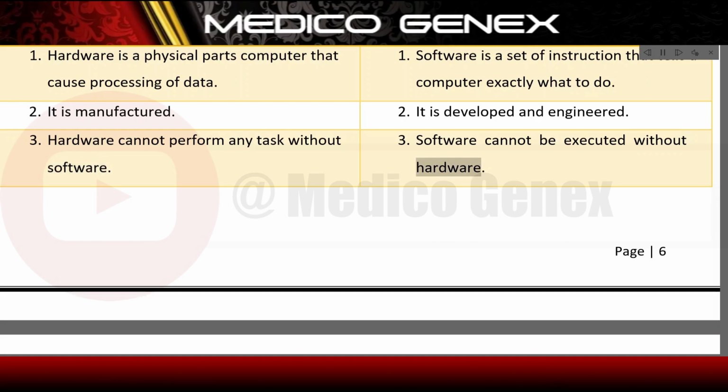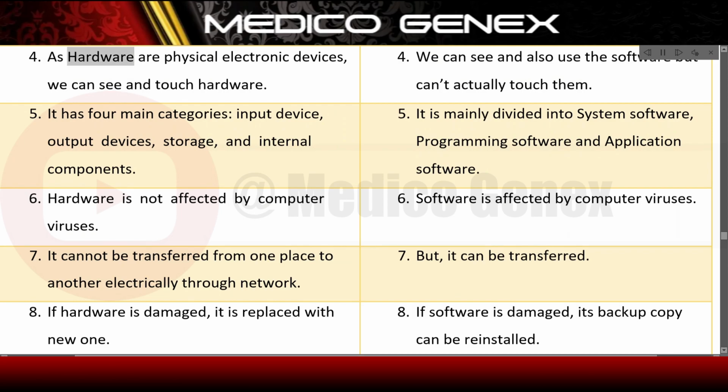Page 6. 4. As hardware are physical electronic devices, we can see and touch hardware. 4. We can see and also use the software, but can't actually touch it. 5. It has 4 main categories: input device, output devices, storage, and internal components. 5. Software is mainly divided into system software, programming software and application software.